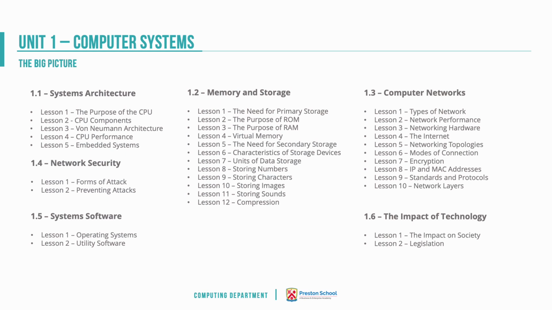So this is the content for Unit 1. Hopefully you've studied this in class. You've got 6 key topics: systems architecture, memory and storage, computer networks, network security, system software, and then the impact of technology. And that will almost always be the essay question within Unit 1. So hopefully you've got your blank version of the paper in front of you. Let's get going.